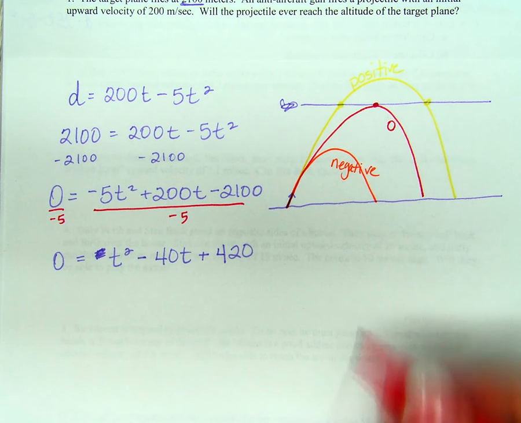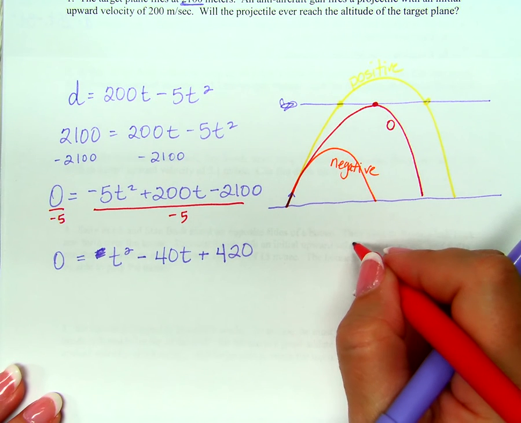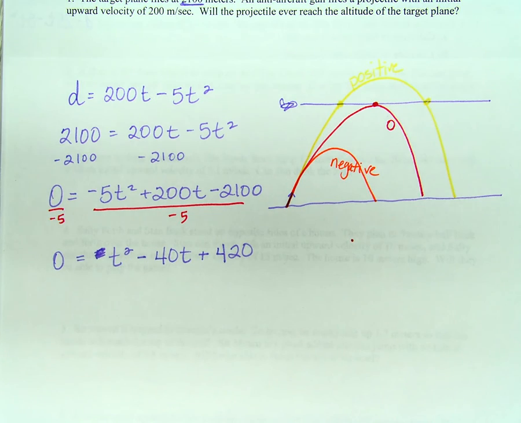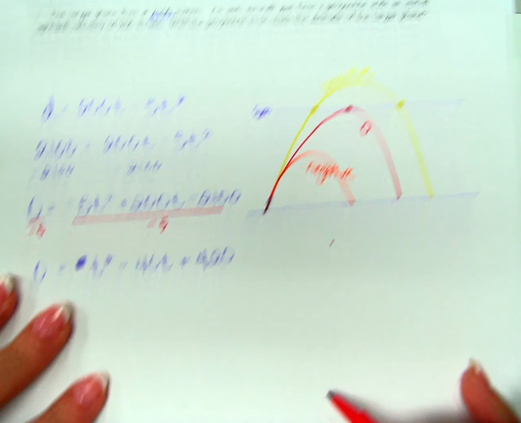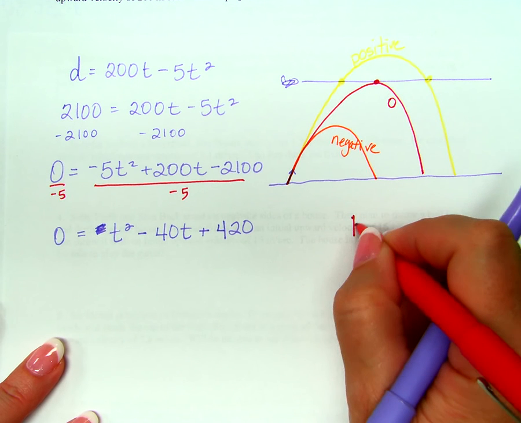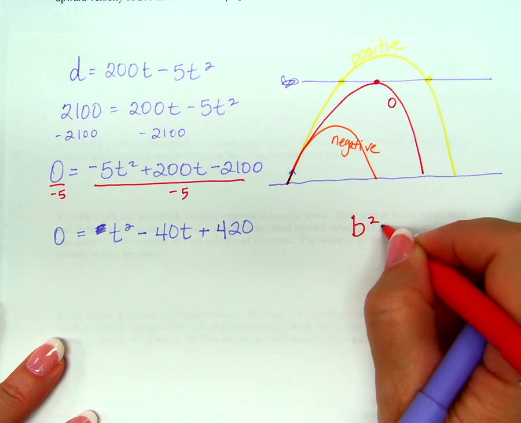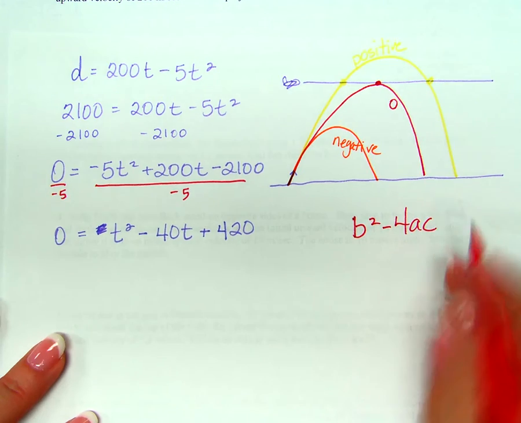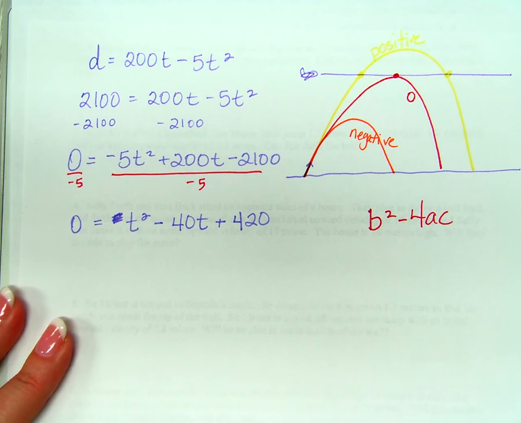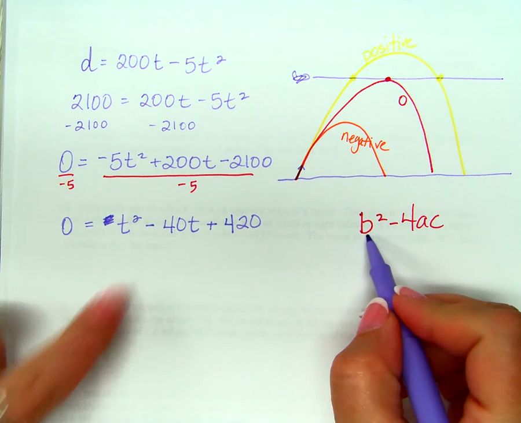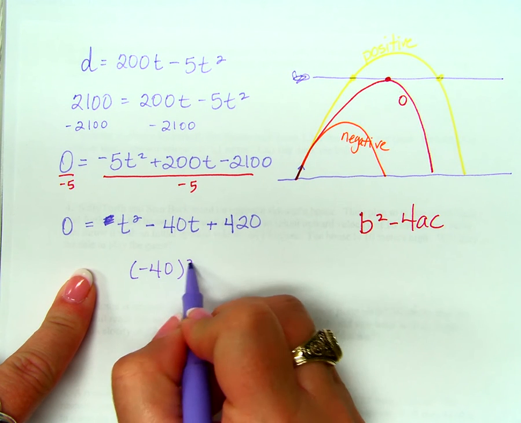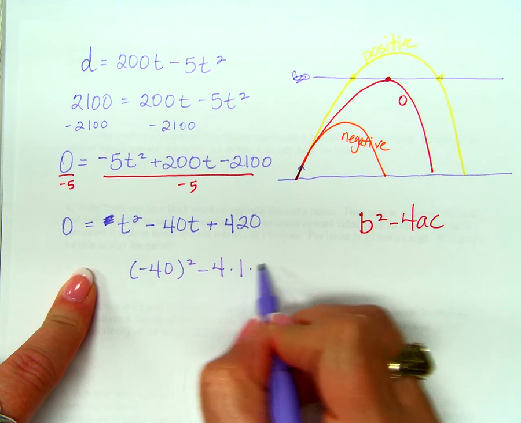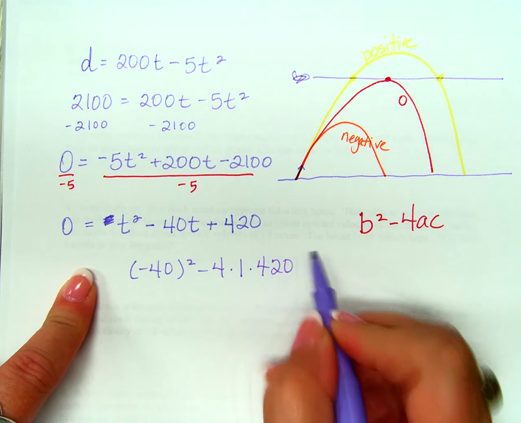Let's remind ourselves what the discriminant is. Oh my gosh, wait, can we use the quadratic formula? We don't want to use the whole quadratic formula. Remember, we're just using the discriminant. What is the discriminant? Isn't it b squared minus 4ac? Very good. Okay? So b in this case is negative 40, right? Negative 40 squared minus 4 times 1 times 420.